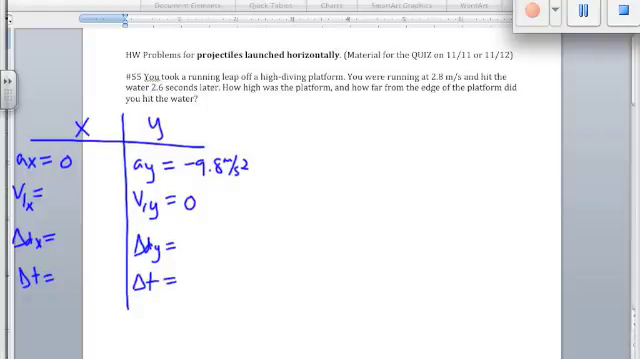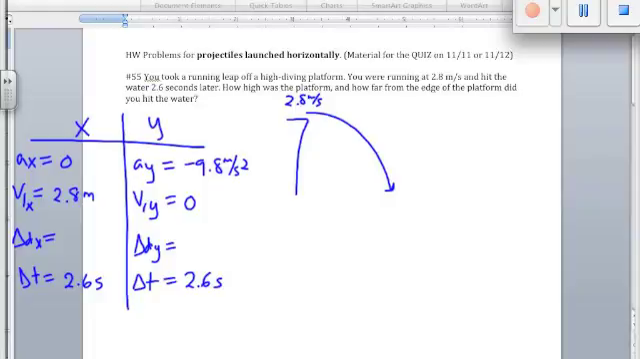So this has somebody running this way, traveling at 2.8 meters per second, and we know that it takes 2.6 seconds to land. So 2.6 seconds, and that is true for both the x and the y. It takes as long to go forward as it does to fall. The horizontal velocity is 2.8 meters per second, and we want to know delta y and delta d.